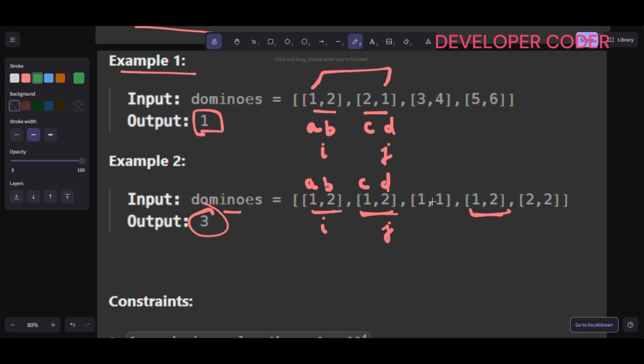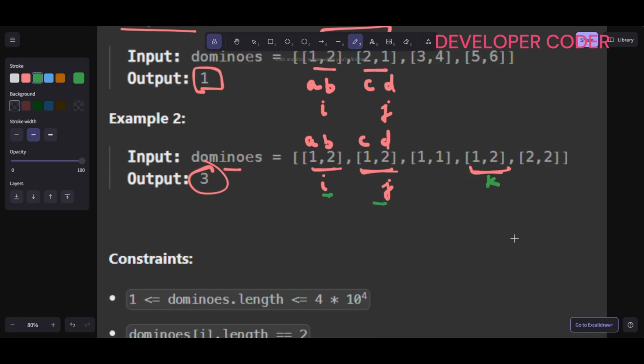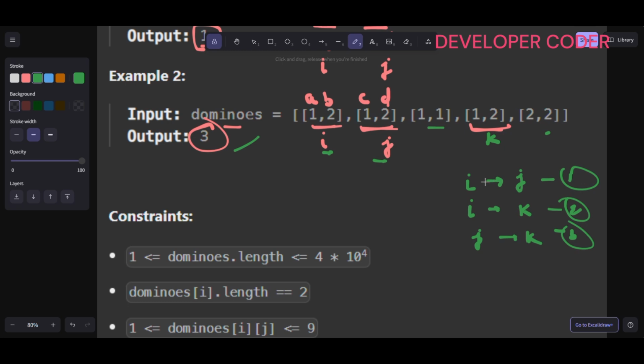So see, let's suppose this is i, this is j, and this is k. One time you form the combination of i and j, then maybe next time you form the combination of i and k, then next time maybe you form the combination of j and k. So only 3. 1, 2 and 3. Anything else, no. So 3 is the output.